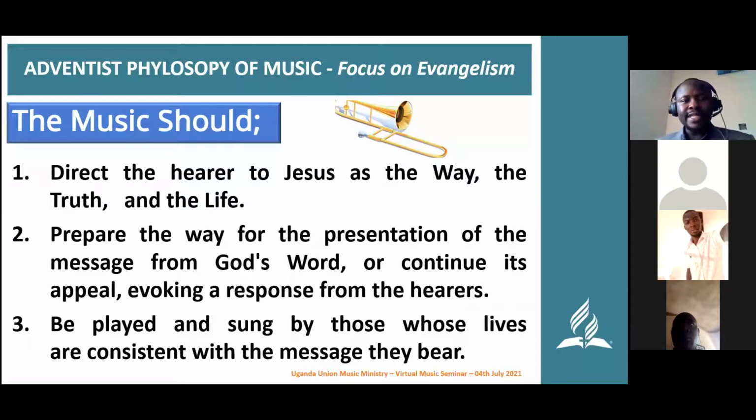The second point is to prepare the way for the presentation of the message from God's word. The message has to be coming from the Bible, because many times you'll get artists prepare different music as per ways of life they've gone through. But at the same time, it's very key for us to have the music having a message of God reaching to the people.